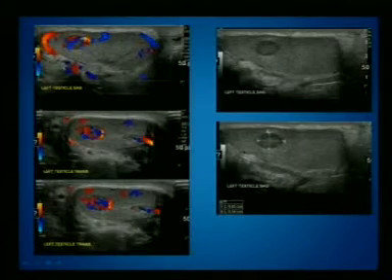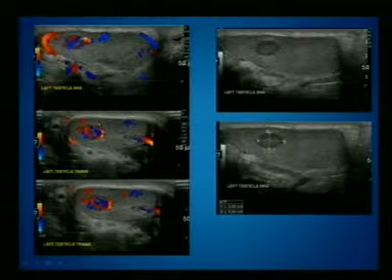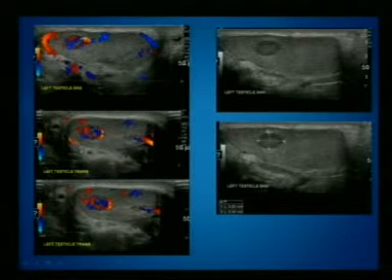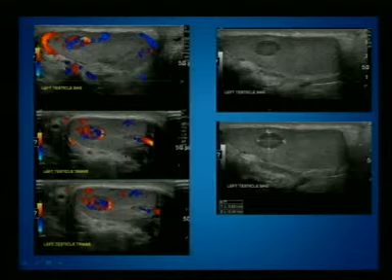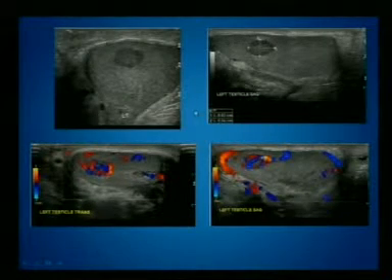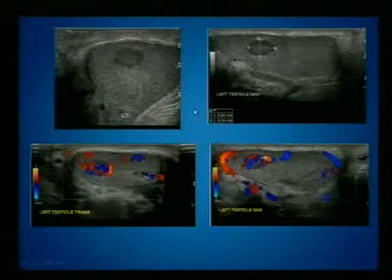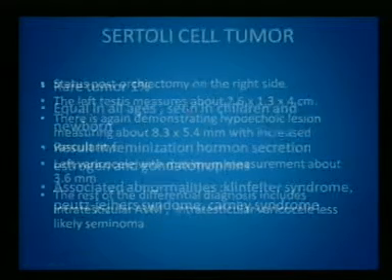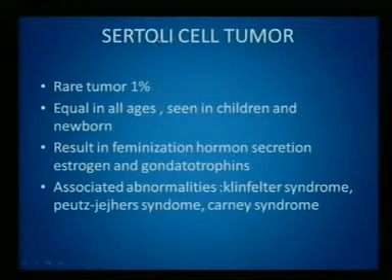After 3 weeks, they repeated the study. The mass is very vascular, a well-defined hypoechoic mass. They did a partial orchidectomy for him, and the mass proved to be Sertoli cell tumor. Sertoli cell tumor is a rare tumor. It is about 1% of testicular tumors.